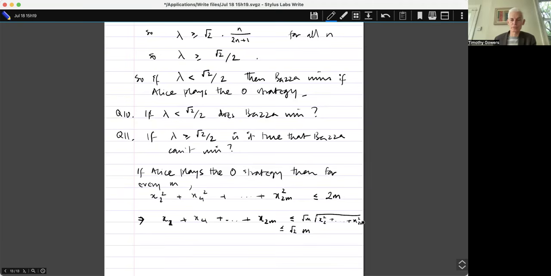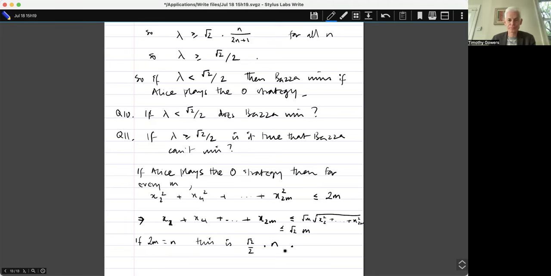Because the thing inside the square root is less than or equal to 2m. So this is less than or equal to root 2 times root m multiplied by another root m, we get root 2 times m, so if 2m equals n, this is root 2 over 2 times n.